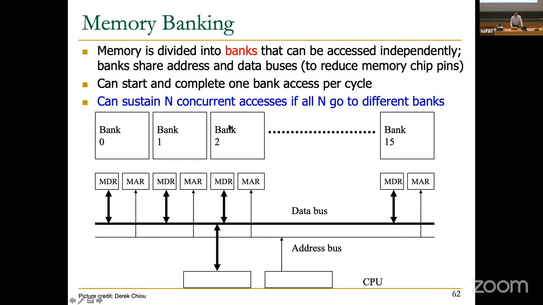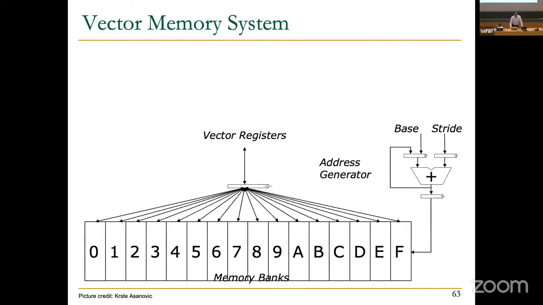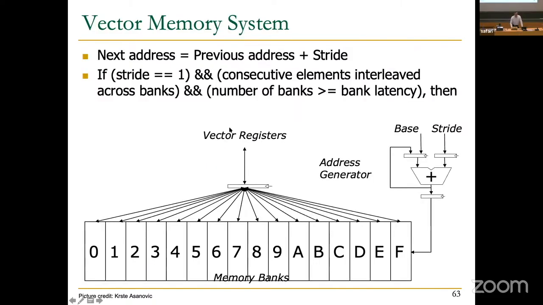And now we need to lay out the data such that we can sustain one access or one element provided by memory per cycle. And for that, you need these to be satisfied. If stride is 1, consecutive elements need to be interleaved across banks, and the number of banks needs to be greater than or equal to the bank latency. Then you can sustain one element per cycle throughput. And this is what I'm going to assume when I say you have n banks, if you will.